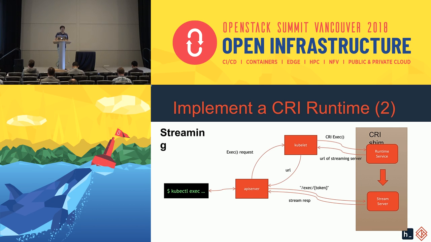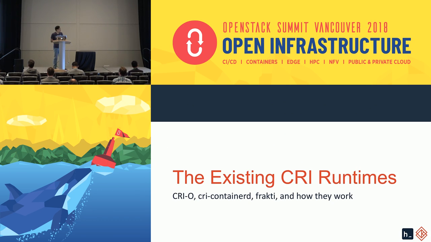And after we add the stream interface in the CRI, we can set up a stream server inside the CRI runtimes, and then the API server can call the CRI shim for the stream, such as exec or something else, directly without passing the IO stream through the kubelet. So that's an improvement on the workflow and the performance. Yeah, and that's a brief introduction of the CRI itself.